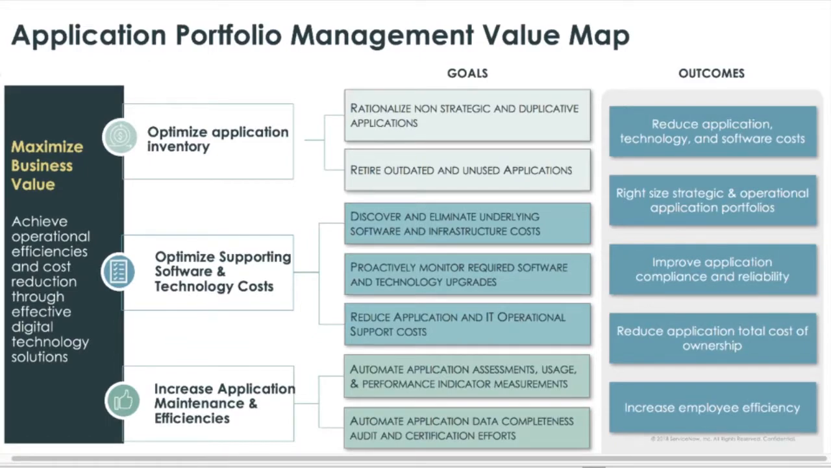So the first thing I just wanted to highlight here is the application portfolio value map. So we always like to focus on maximizing business value and really focusing on core strategic objectives. So optimizing your application inventory. So that's about right-sizing your inventory and really making sure that you're investing wisely in your applications.